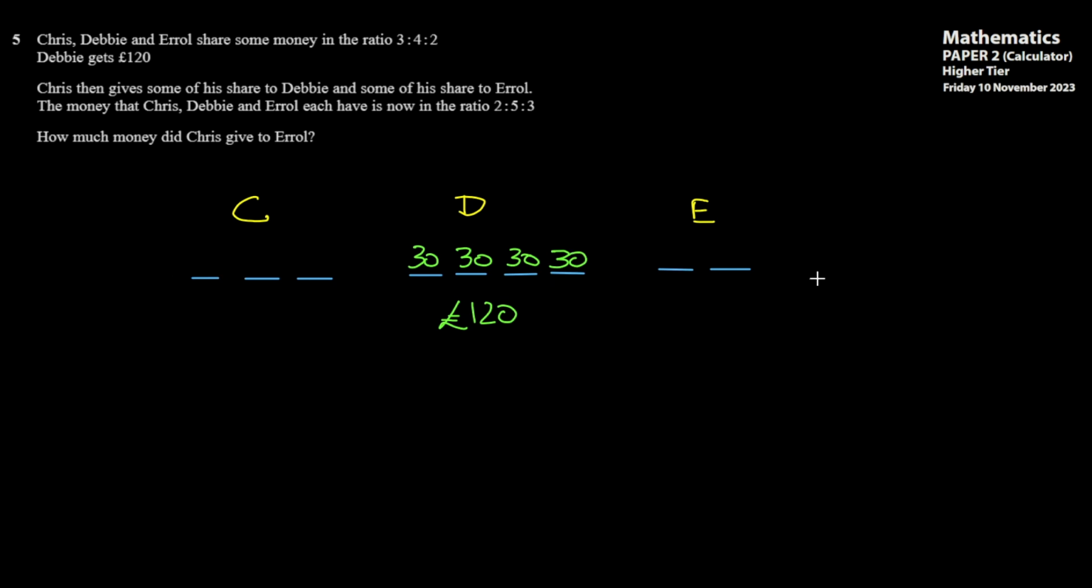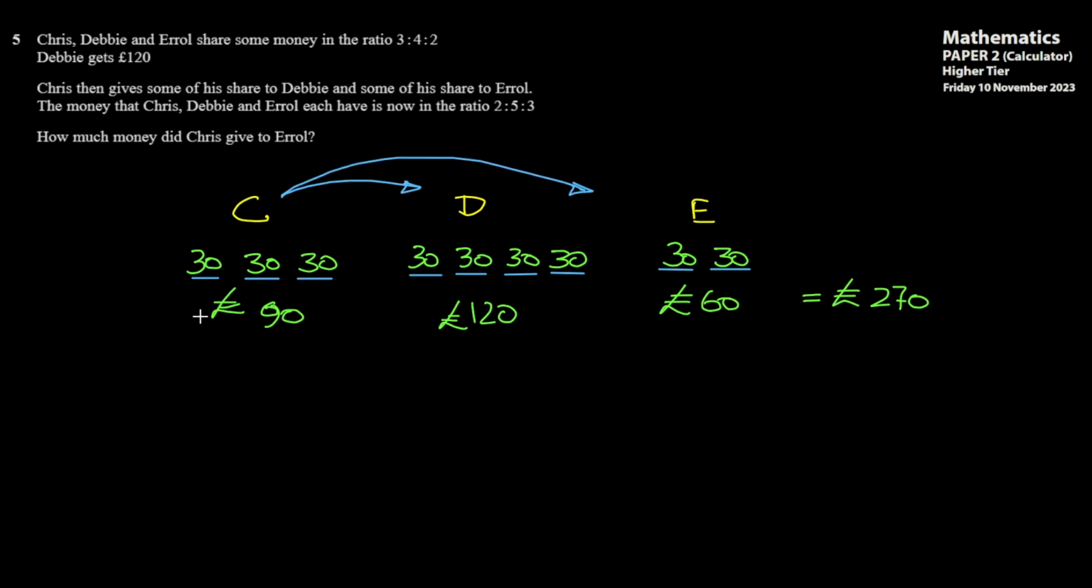And because this has all been shared equally, all of these compartments, E's compartments and C's compartments, must also all contain £30. So we now know everybody's money. E must have received £60 and C must have received £90. And if we need it, the whole lot came to £270. So that's the full state of affairs before they start swapping money around.